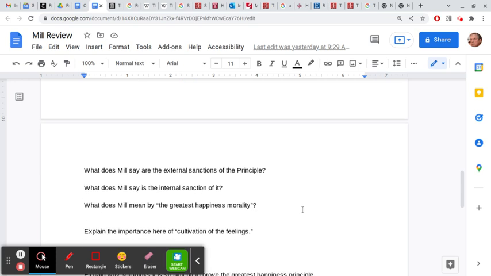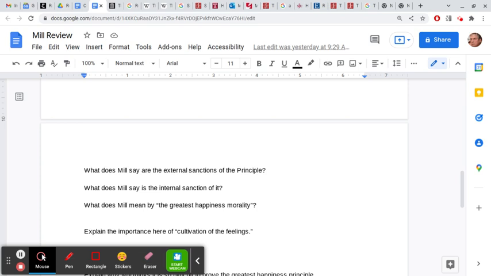What does Mill say are the external sanctions of the principle? This distinction between external sanctions, external motives, and internal ones is important. The external ones, it's pretty obvious what they are. The internal ones, not so obvious.